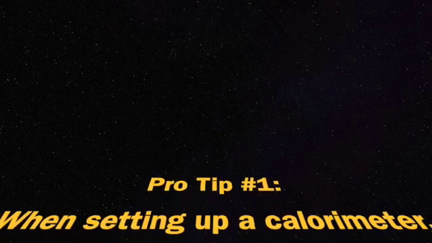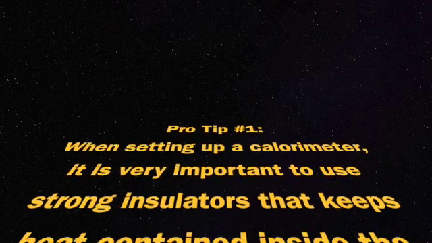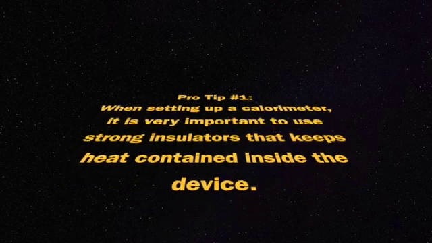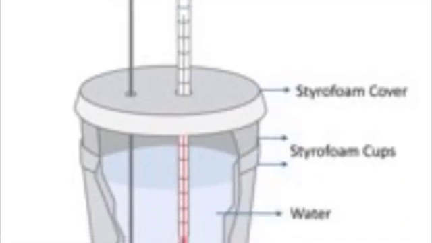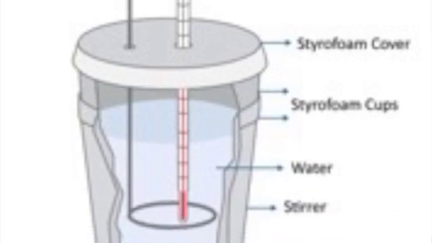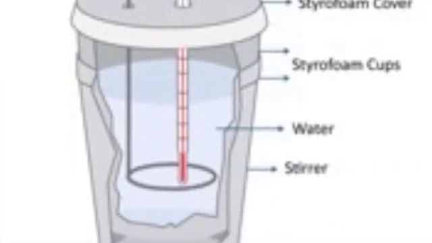Pro tip number 1. When setting up a calorimeter, it is very important to use strong insulators that keep heat contained inside the device. First, you're going to place the styrofoam cup into the other. This way, you have an established system and surroundings. In this example, the surroundings are the water in which the solids have been dissolved and the calorimeter itself, while the system are the dissolved substances. While the reaction occurs in our special cups, the thermometer is going to rise or decline depending on the type of reaction that we are measuring.